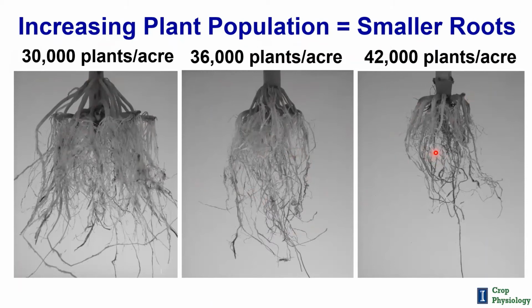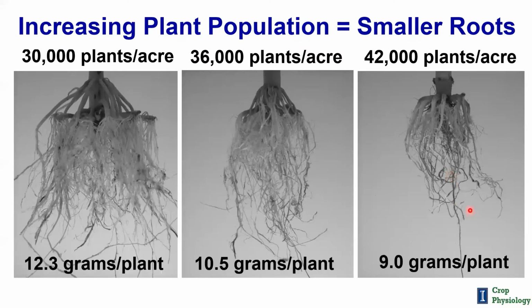This is looking at the future down the road. If we want to continue increasing corn yields, growers are going to have to be pushing densities upwards of 42,000 plants per acre to take advantage of the full yield potential of the hybrid they are planting. And here are some weights to back this up: 12.3 grams per plant, 10.5 grams per plant, and 9 grams per plant.